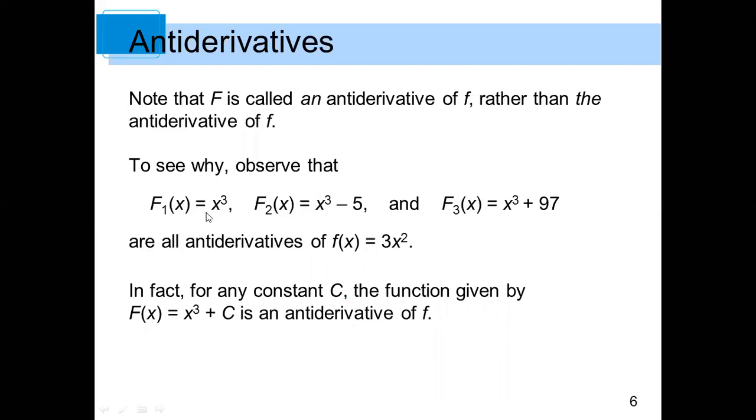Suppose you had x cubed, the derivative is 3x squared. Suppose you had x cubed minus 5, the derivative is 3x squared. Suppose you had x cubed plus 97, the derivative is still 3x squared, because in these two cases the constant's derivative is 0. So in fact, for any constant c, the function capital F equals x cubed plus c is an antiderivative of f.